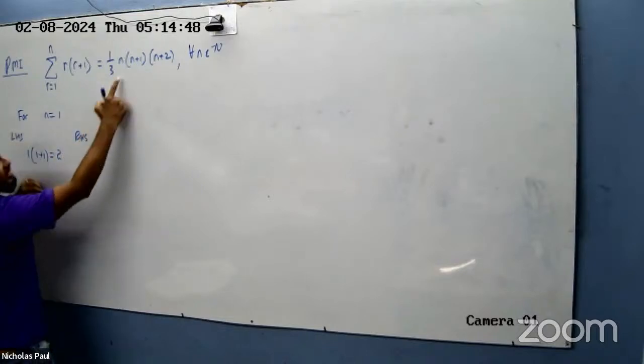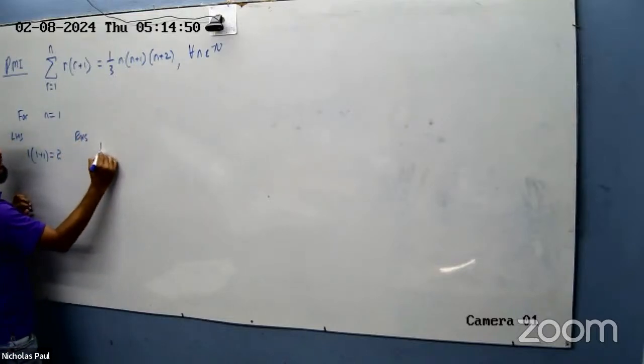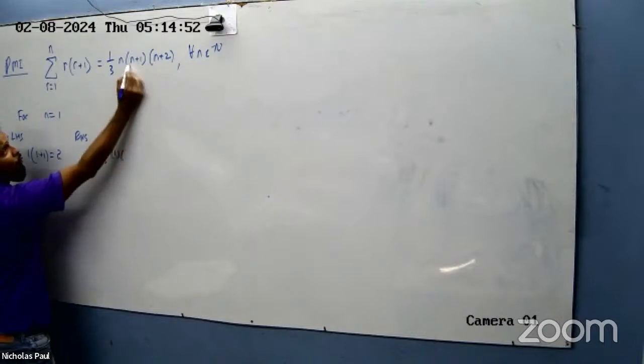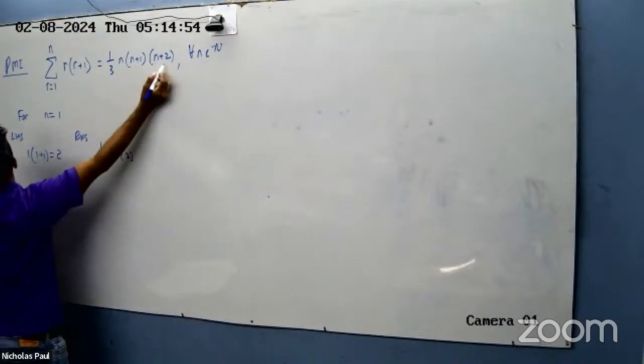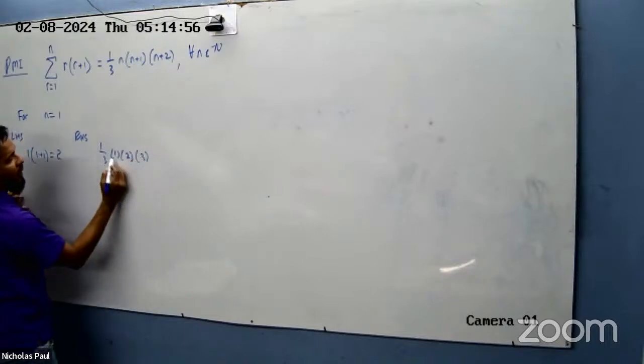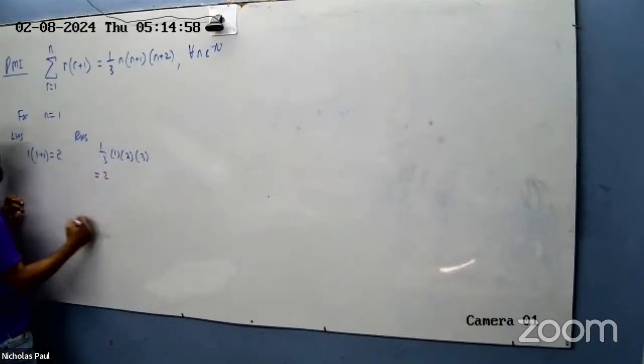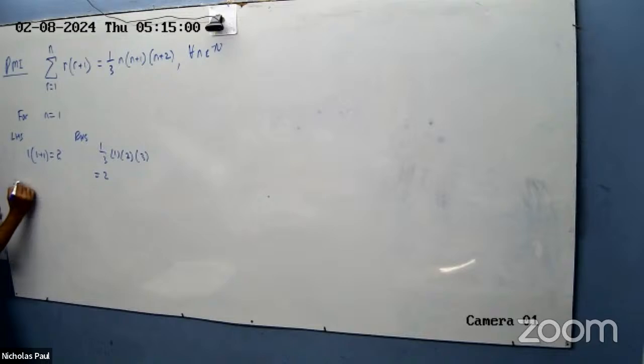Right-hand side, plug in your 1 here, you'll get 1/3 by 1, 1 plus 1 is 2, 1 plus 2 is 3. 1/3 of 6, that's 2. Both of them are equal, therefore it holds at n equal to 1. That's okay? What's the next step?